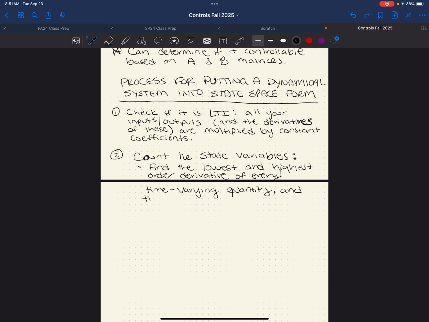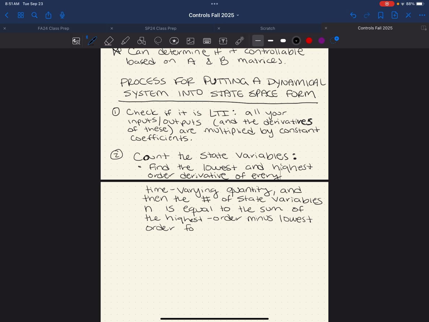And then the number of state variables, n, is equal to the sum of the highest order minus lowest order for each variable.